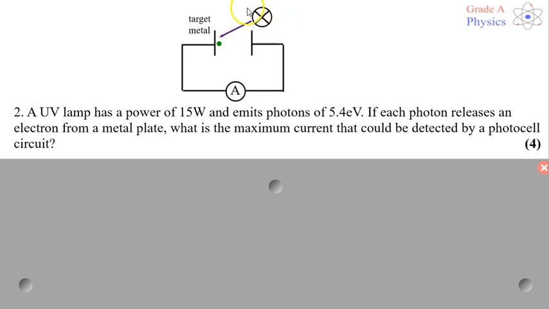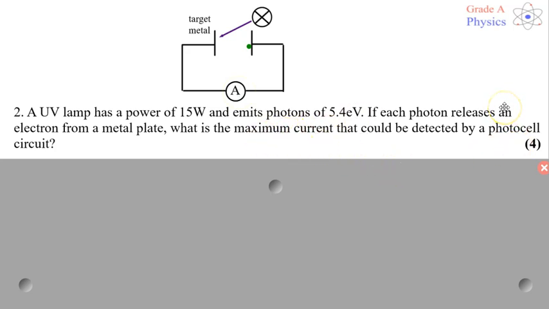So we have the UV light shining its light onto a target metal, and electrons are being released from the target metal and then making their way across to the other plate. And we have billions and billions of electrons doing this. So as they move around the circuit, we can detect a current. So this is what we're trying to find here, the maximum current.